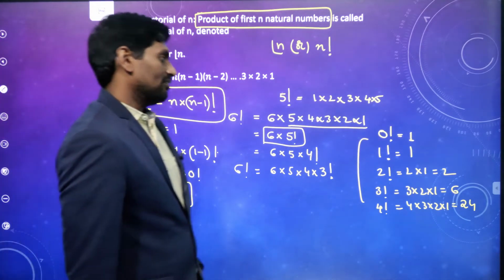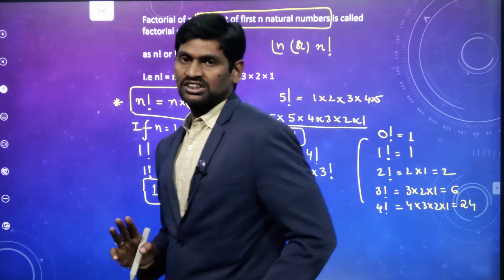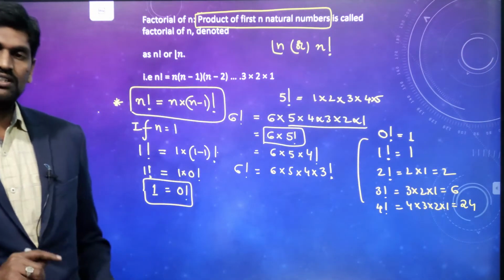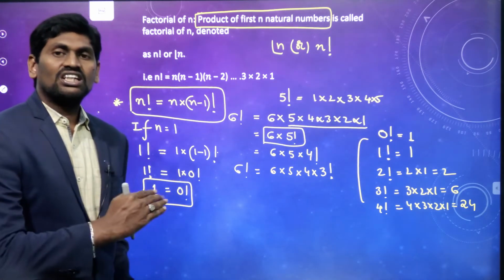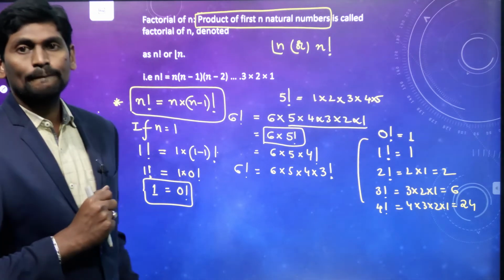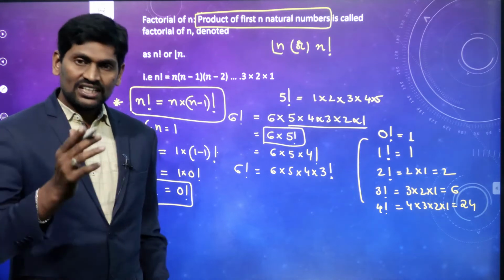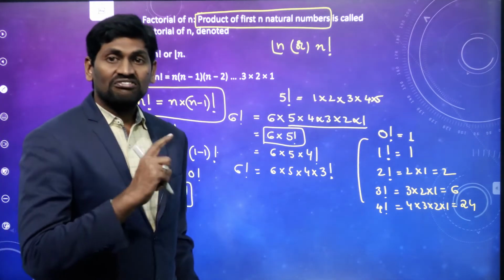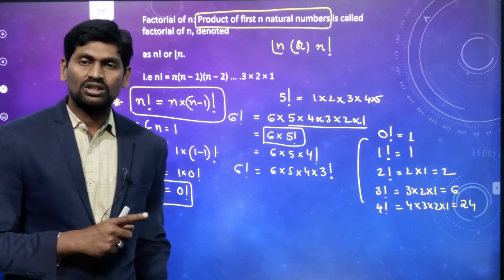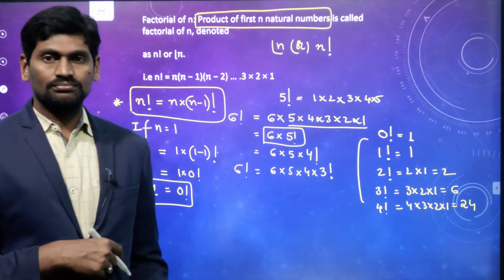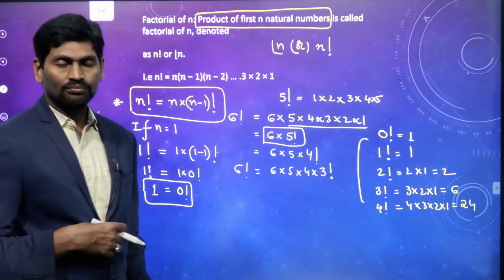So simply factorial n or 3 factorial, 5 factorial, 6 factorial, whatever. Factorial means product of first n natural numbers. 6 factorial, product of first 6 natural numbers. 100 factorial, product of first 100 natural numbers. Clear? That is about factorial n.